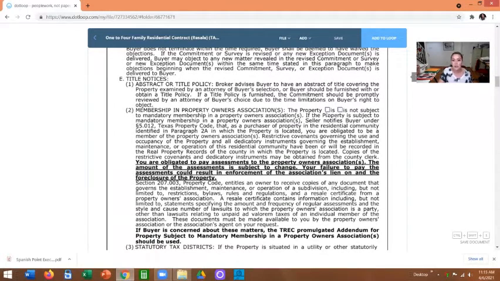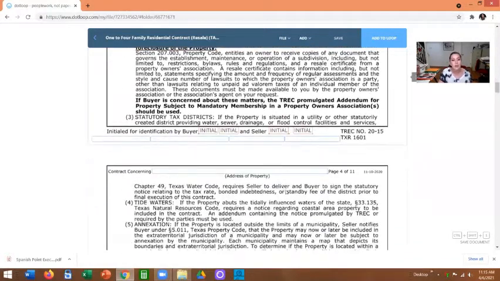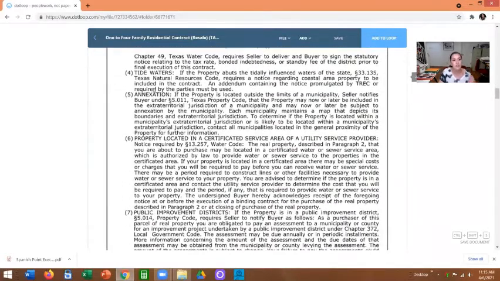Homeowners Association. This basically says that if the house is in an HOA, we'd have to check one of those, and the buyer has to get copies of the information on those restrictions. If there's a special tax district, they have to get the information. We don't have to worry about tidewaters because we're not beachfront. We also don't have to worry about water level fluctuations because we don't have a whole lot of lakes here.